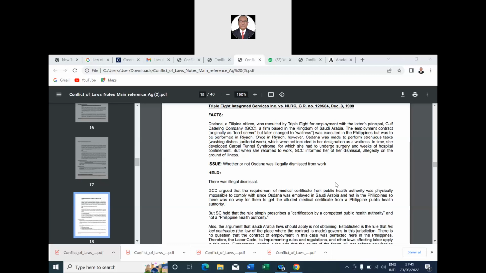So the issue is whether or not Osdana was illegally dismissed from work. See, whenever a person is ill, naturally you cannot force him or her to work. Better to refer the person to a referral hospital for their health. So it was held there was an illegal dismissal, because for a human being there is a probability that a person will get ill. Do you agree?